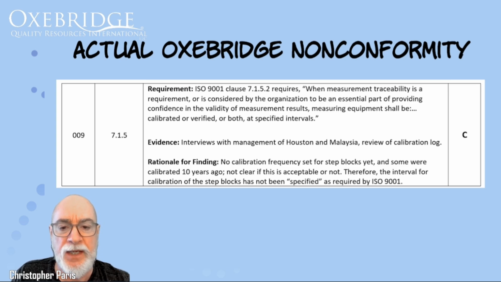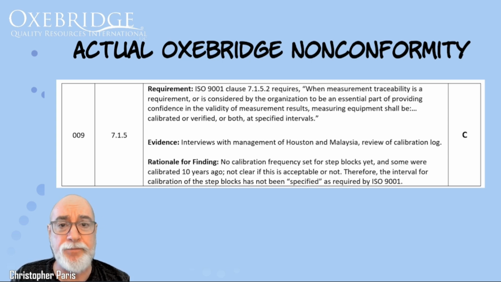In this case, the rationale is that no calibration frequency was set for step blocks, but some were calibrated 10 years ago. It's not clear if this is acceptable or not. Therefore, the interval for calibration of the step blocks has not been specified as required by ISO 9001. The C on the end means it's corrective action. That's something else entirely I won't get into, but it's requiring corrective action, in other words.